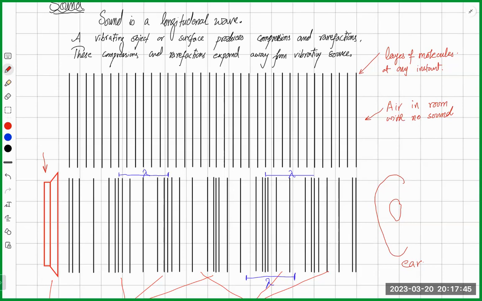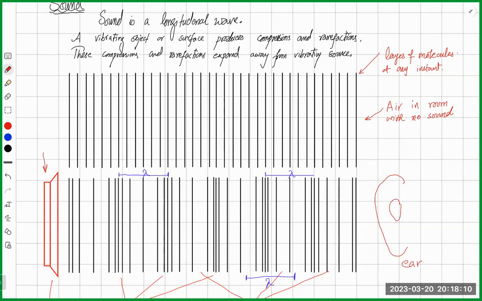Compressions and rarefactions are like concentric balloons. Compression is a balloon, rarefaction is a balloon that follows the compression, another compression follows the rarefaction, and another rarefaction follows the compression. So these balloons of compression and rarefaction expand away from the source.